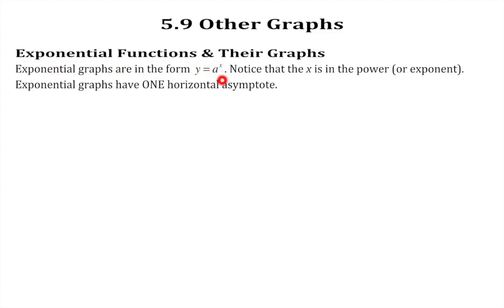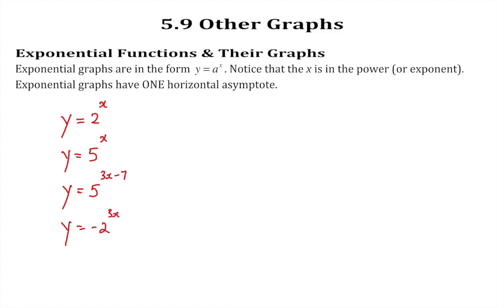Now, exponential functions are in the form y equals a to the power of x. So here's some examples that you could see. Y equals 2 to the power of x. Something like y equals 5 to the power of x. Something like y equals 5 to the power of 3x, take 7. You could have y equals minus 2 to the power of 3x.